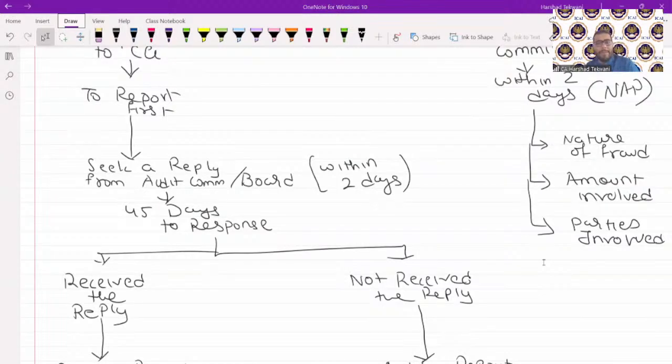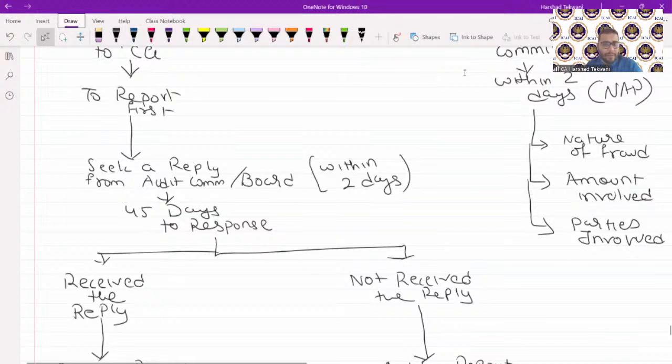The same provisions are applicable to the cost auditor and the secretarial auditor also, for their duties. Now, important is the penalties. If any of the auditor, cost accountant, or company secretary does not comply with this particular provision, then he will be held liable, held guilty, and will be punishable with fine or penalty.